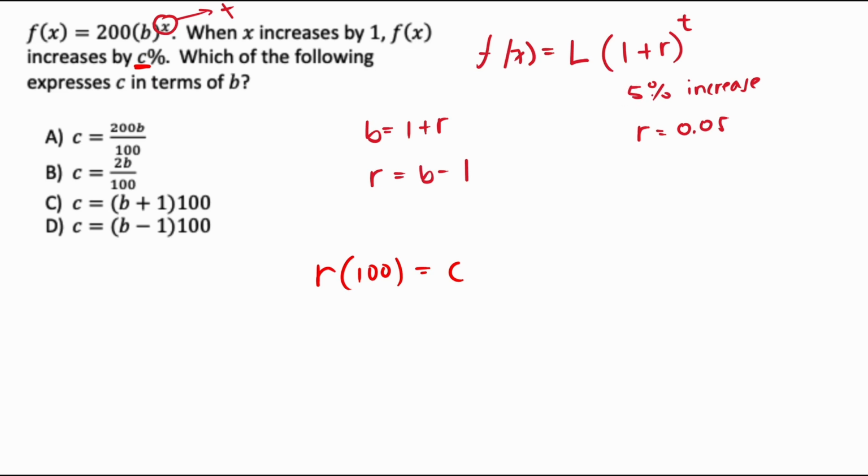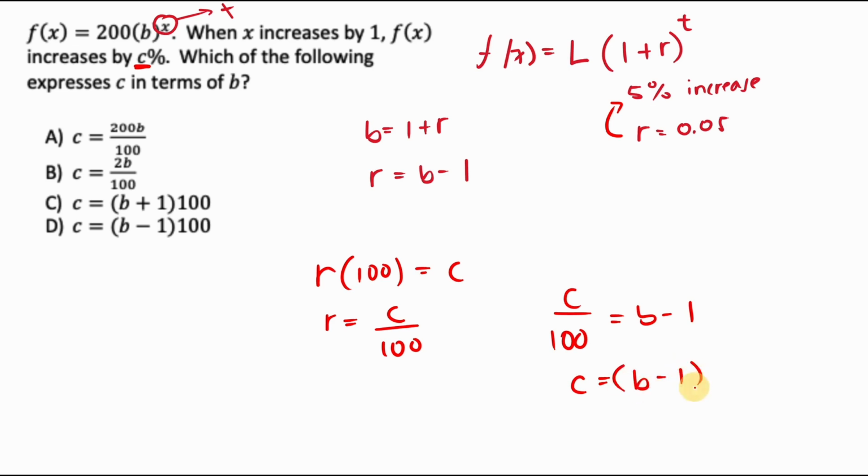It wouldn't equal 0.05. So that means to get it to r, we actually have to divide it by 100. And so if you go in reverse, you have to multiply r times 100 to get to the percent increase. So we can have this expression for r and c, and then rearranging for r, we will have r equals c over 100, because we'll divide both sides by 100. And then if we just replace this up here, we'll have c over 100 equals b minus 1. And then rearranging for the format that they have in the answer choices, we will have c equals b minus 1 times 100, which gives us d as our answer.